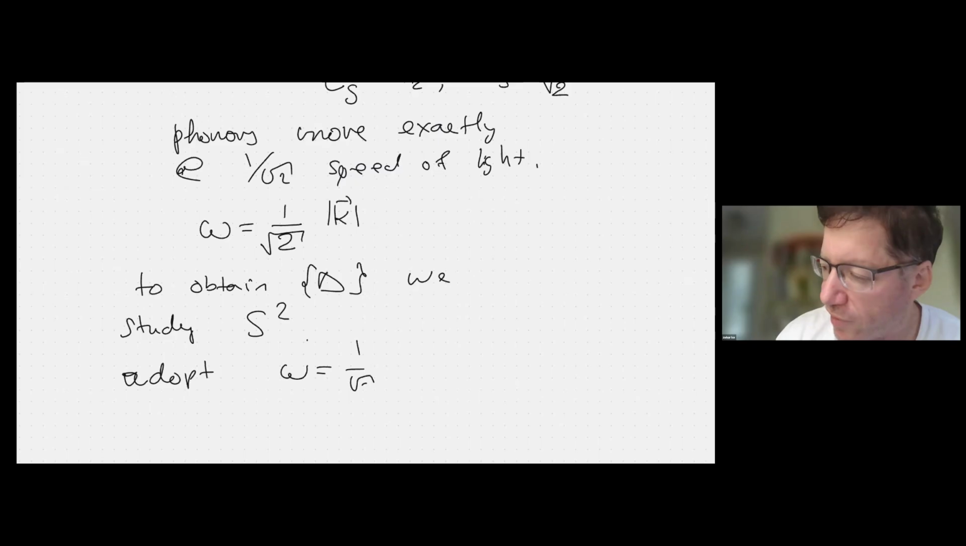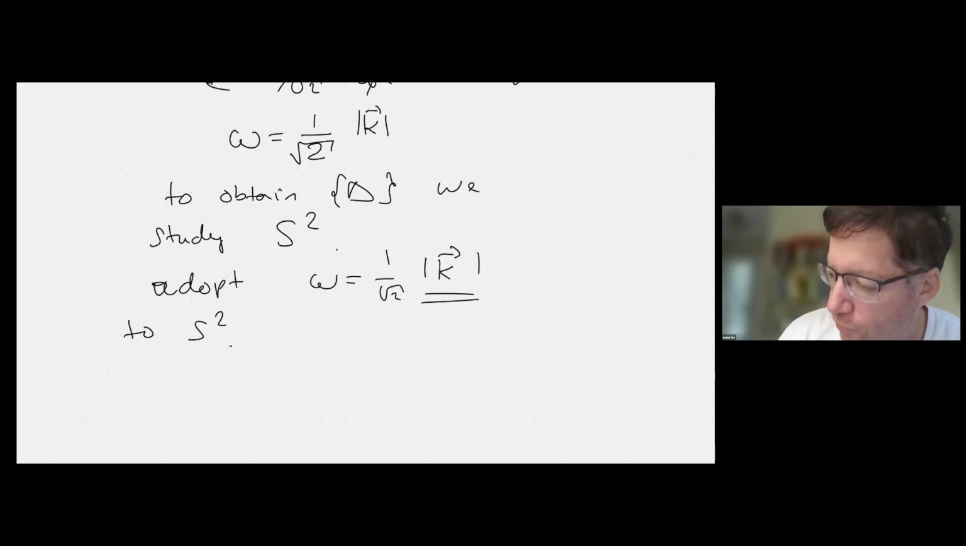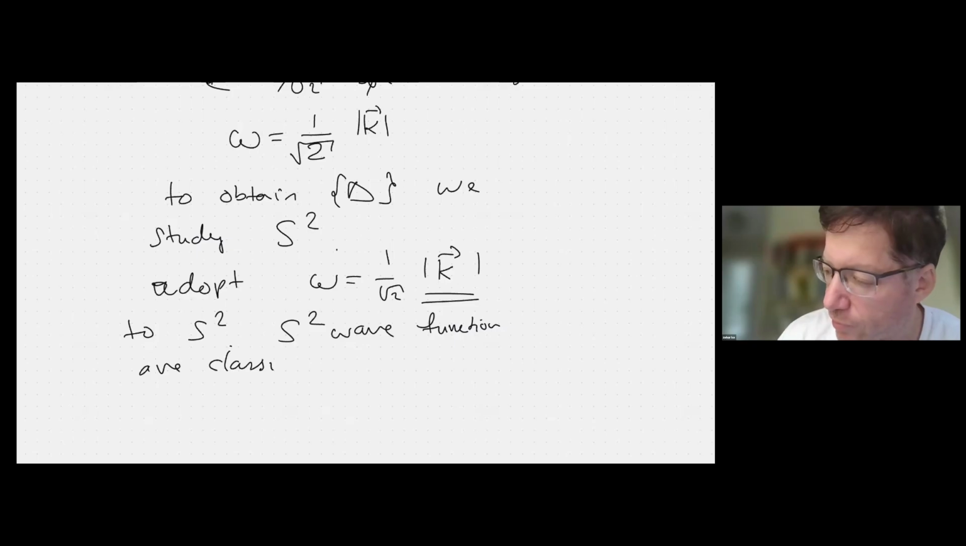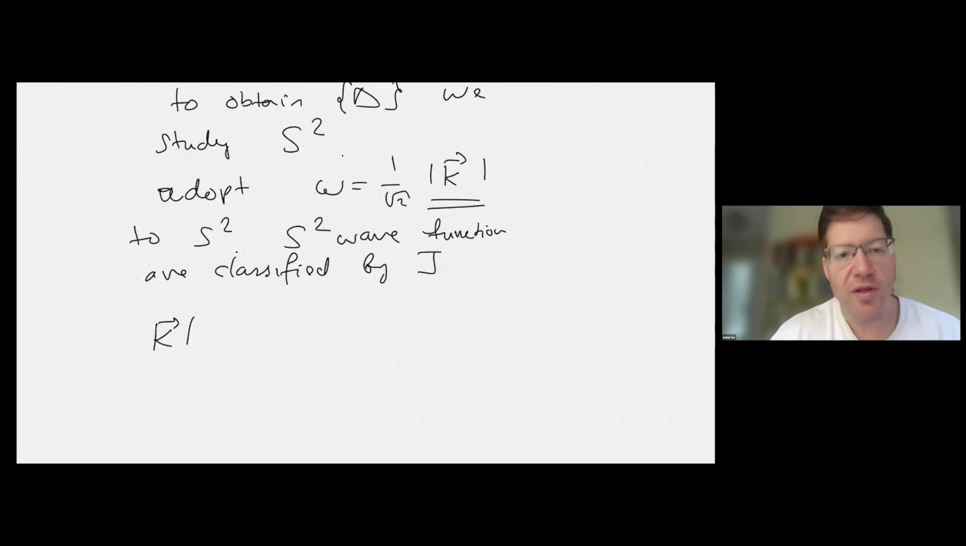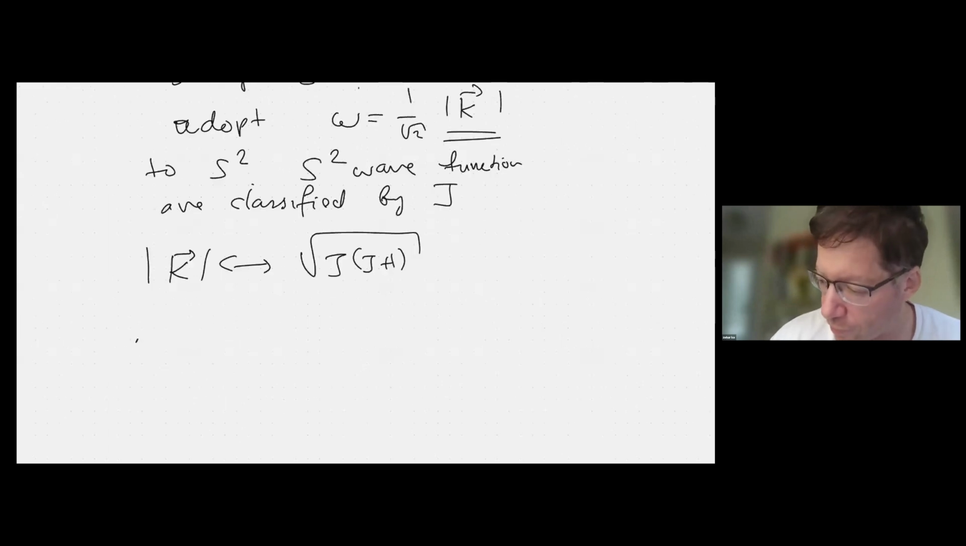On the sphere, we don't have translations, so we don't have a momentum variable, but we have angular momentum. S2 wave functions, or S2 phonons, are classified by their angular momentum, J, which is a representation of SU2. And the dictionary is that k in infinite volume is analogous to the square root of J(J plus 1). J(J plus 1) is just the Casimir of the SU2 spin. You remember that from undergraduate. And therefore, we finally obtain a formula for the scaling dimensions of the phonons.